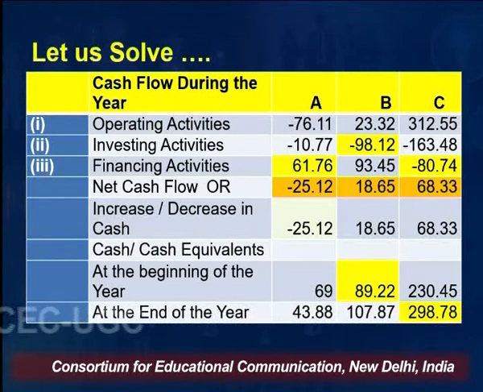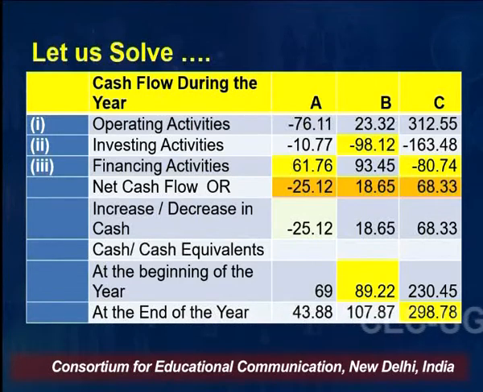Now here, what is the learning point? What is the point where you need to be very vigilant while finding the prefix of plus or minus, whether the value should be positive or negative? It is very clearly visible here that operating and investing activities are indicating the cash lost. That is why the value is negative.